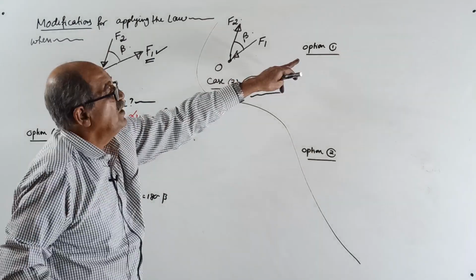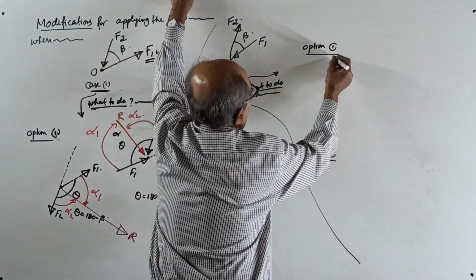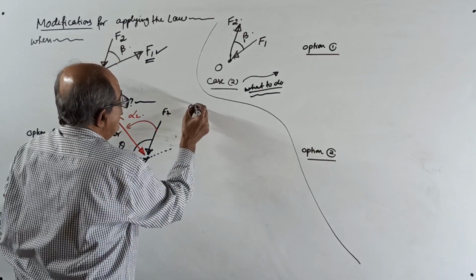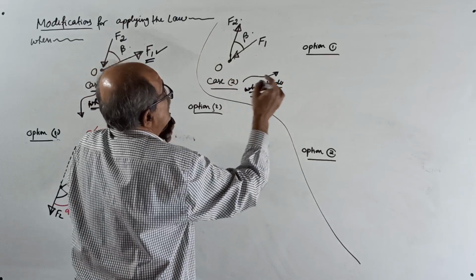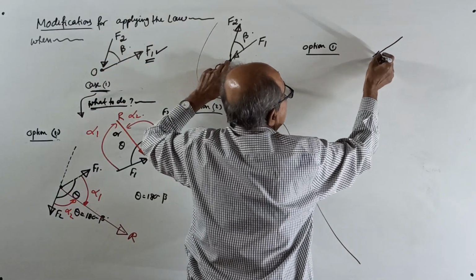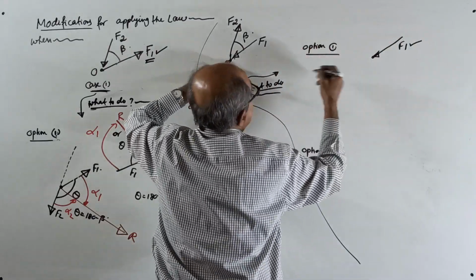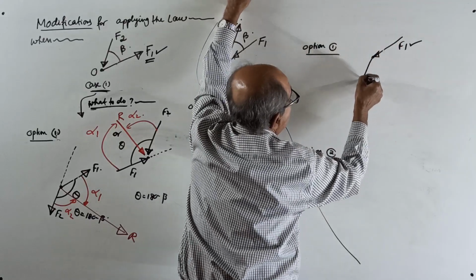Same if I go for this one. Option 2 I will tell you a little later. For both of them, go here. Option 1. F1 is given like this. Maintain F1 as it is. F2 is given this way. Make it this way.